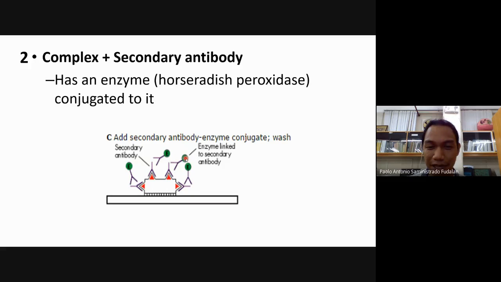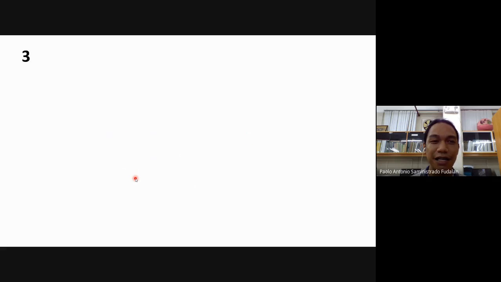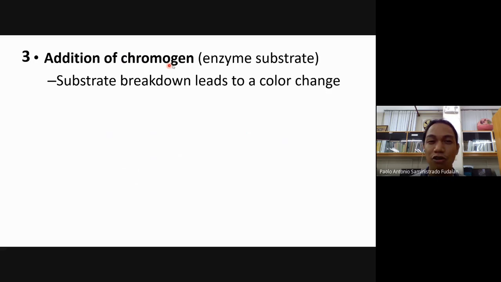Because it's an enzyme, right? This is an enzyme-linked antibody. That's why it's called ELISA, enzyme-linked immunosorbent assay. The substrate, meaning to say, the chemical that will react because the enzymes are present. And that chemical is usually in the form of a chromogen. A chromogen is a chemical that will change in color once it reacts with the help of the enzyme, because there's an enzyme.